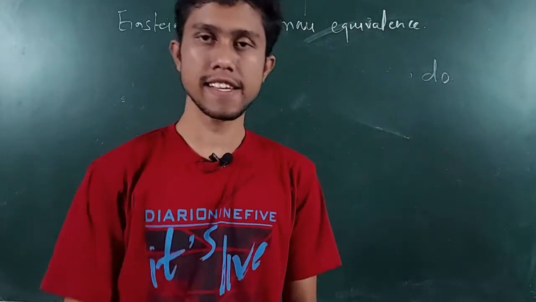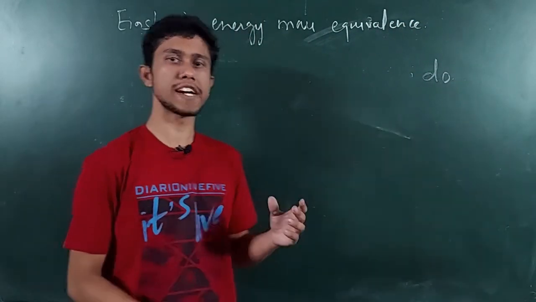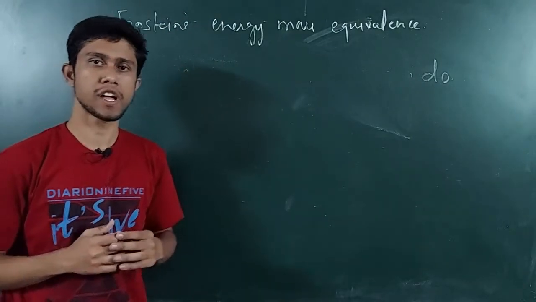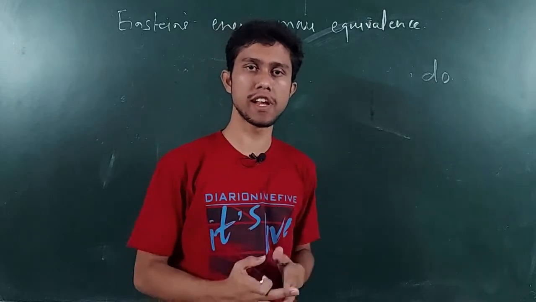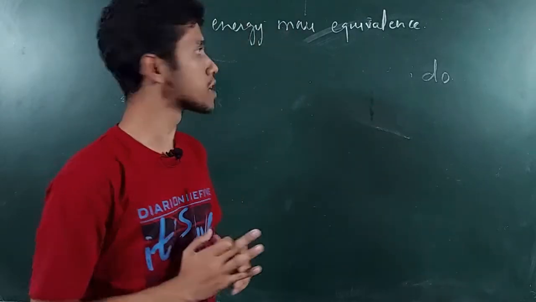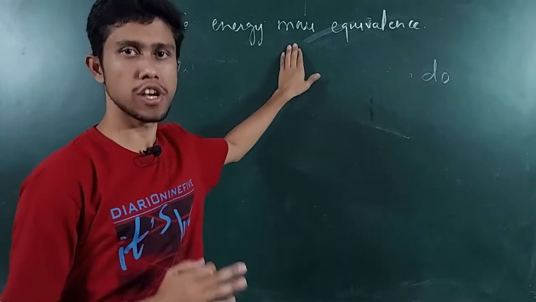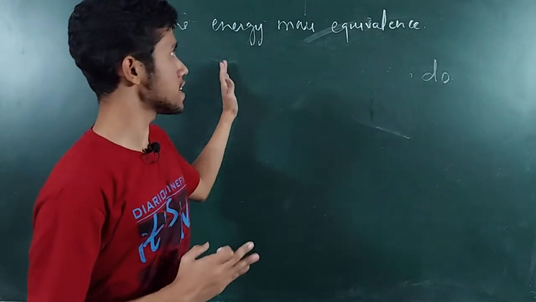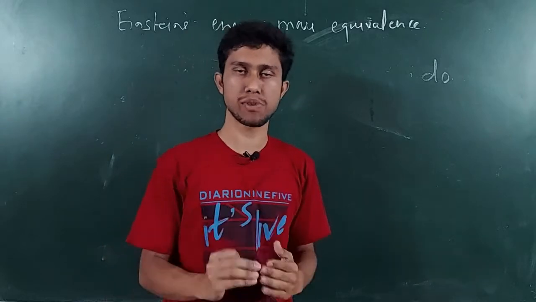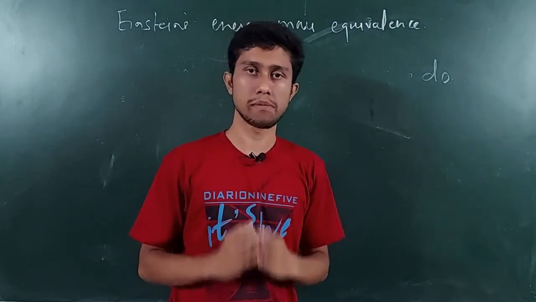So what is Einstein's energy mass equivalence? You can understand this was given by Einstein. Next is energy mass equivalence. Equivalence means similar or equal to. So here you can see two terms, one is energy and another is mass. So Einstein gave an expression which could equate these two terms, one is energy and one is mass, with a simple expression, that is E is equals to mc square.